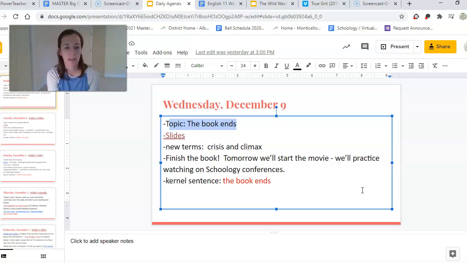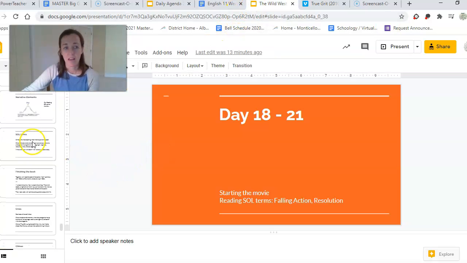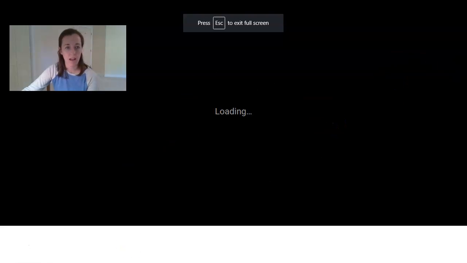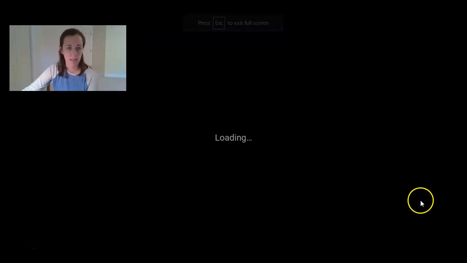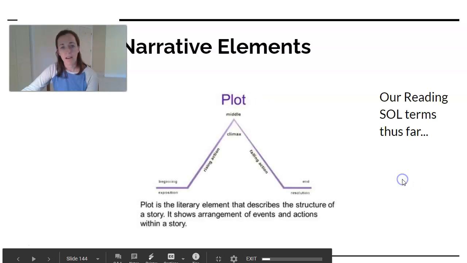And then we looked at the kernel sentence, the book ends. So that's the sentence that you're meant to expand. So taking you through some of the slides to help contextualize these terms and then what happens at the end of the book. On day 17, we are really considering the narrative elements.